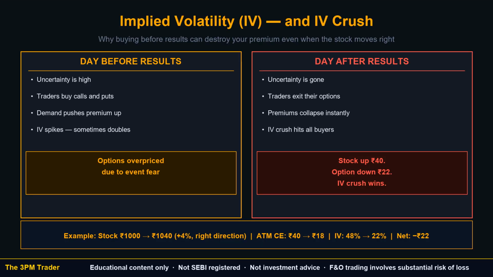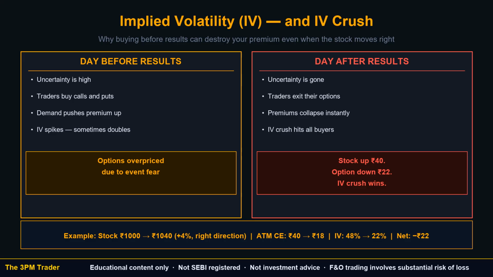Before IVP, you need to understand IV, implied volatility. Most people confuse it with historical volatility, which measures past price movements. IV is different. IV is forward looking. IV is the market's expectation right now of how much a stock will move in the future. It is not calculated from past price. It is derived from the option premium itself. When option buyers are willing to pay more, IV rises. When they pay less, IV falls.